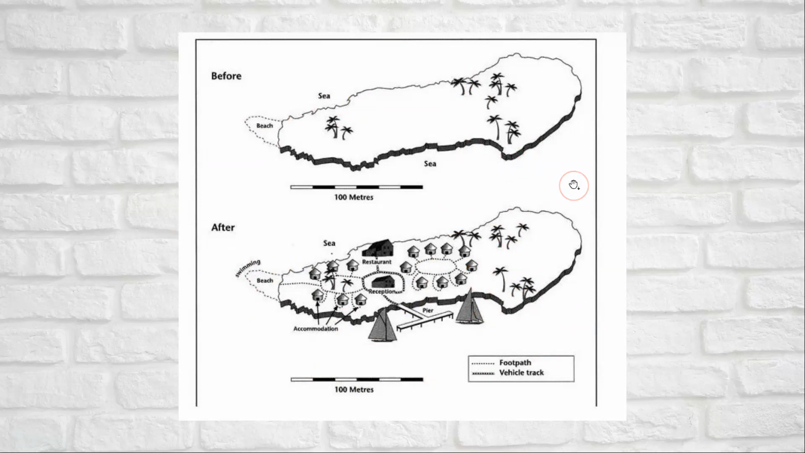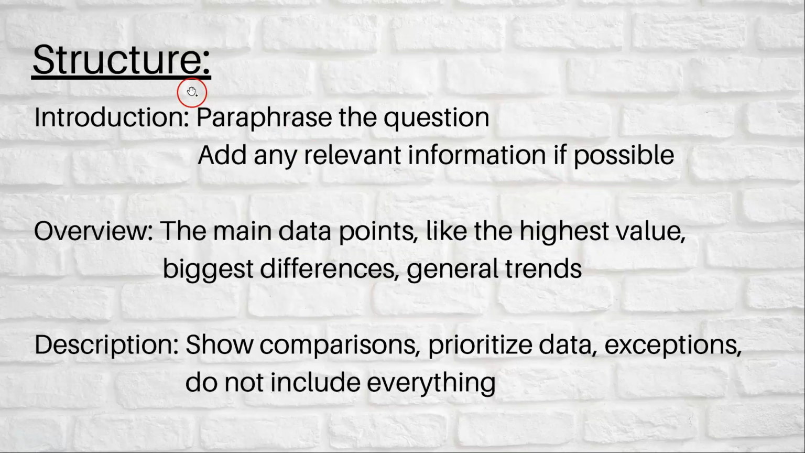academic task 1. This is the structure that you should follow. First paragraph is called the introduction. You are supposed to paraphrase the question. Now, paraphrasing means saying the same thing in different words without changing the meaning. You will be required to use synonyms, you will be required to change the grammar, but be very careful and don't change the meaning of the question.